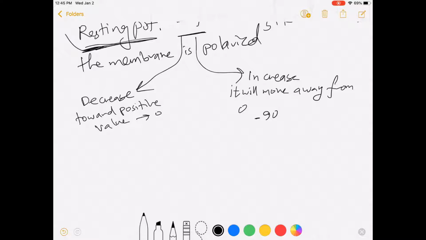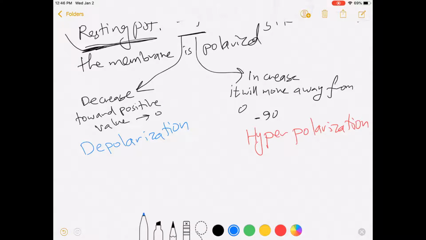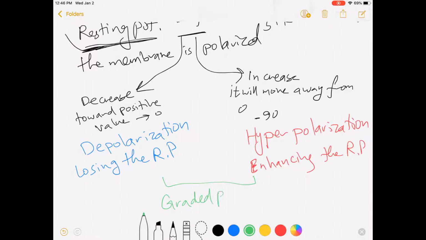So when we decrease the membrane potential, that is called depolarization. Whereas when we increase the membrane potential or the resting potential, that is hyperpolarization. Depolarization means we are losing the resting potential. Hyperpolarization, we are enhancing the resting potential. Both are results of graded potentials.